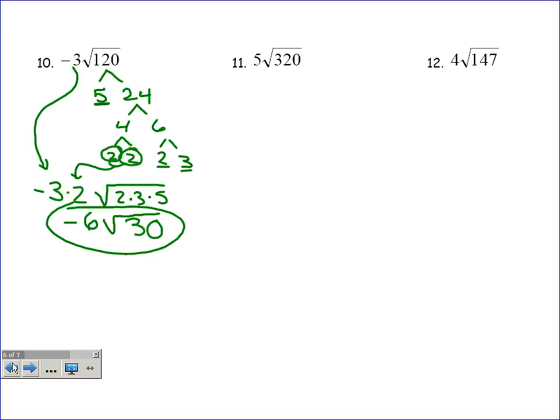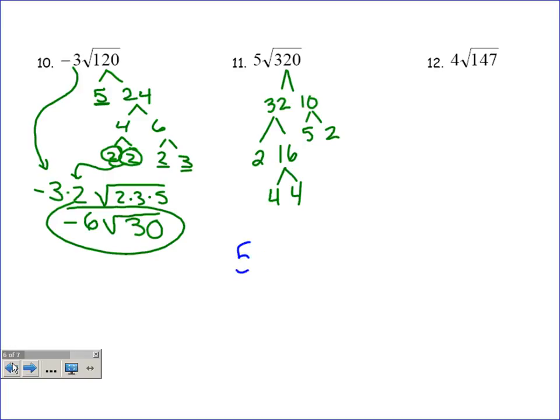Nicole, help me out with number 11. Is that divisible by 10? Yeah. 32 and 10. What does 10 break down into? 5 and 2. What about 32? 16 times 2. Is 16 a perfect square? Yeah, it's 4 and 4. Are there any pairs? 4 and 4. Hold on. Nicole, finish this one. It's already a 5 on the outside. I'm just going to bring that down.